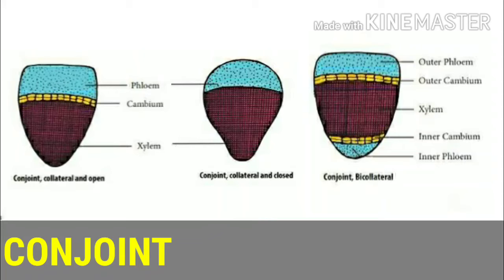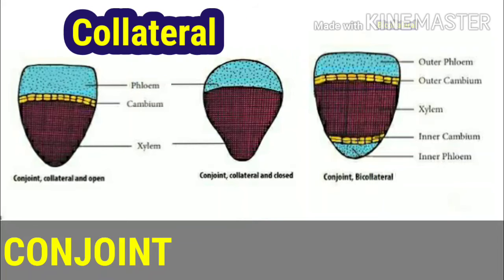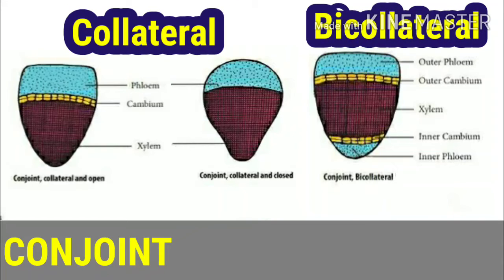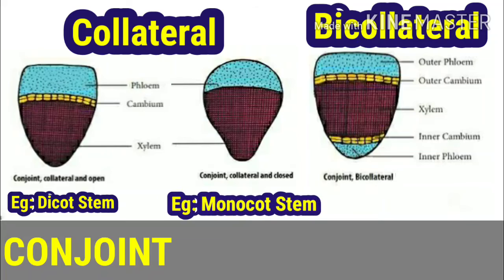In this type, there are two types of conjoint bundles. One is collateral and second one is bicollateral. In collateral type, xylem lies towards the center and phloem lies towards the periphery. When cambium is present in collateral bundles, it is called open. Example, dicot stem. And collateral bundle without cambium is called closed. Example, monocot stem.